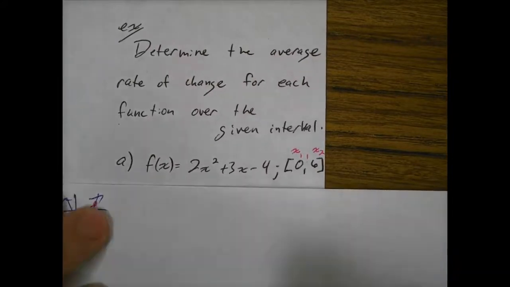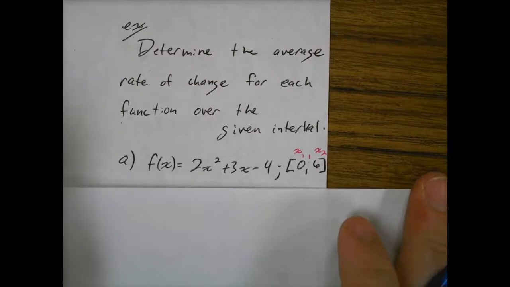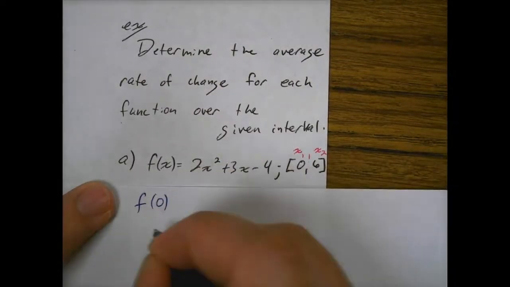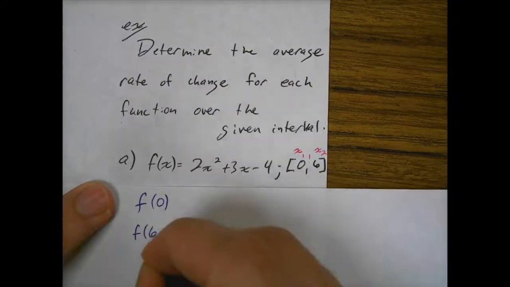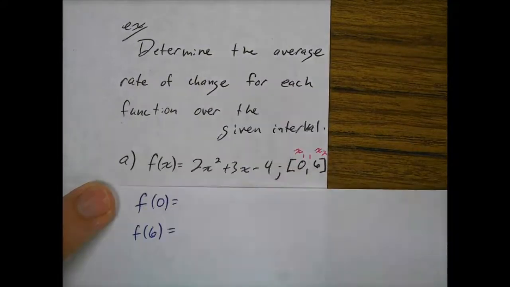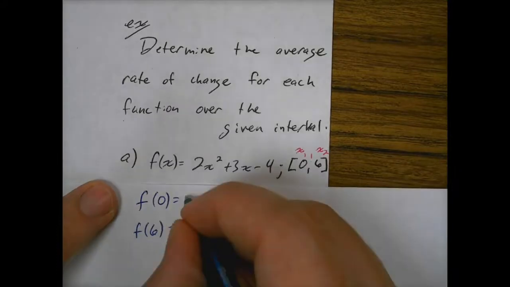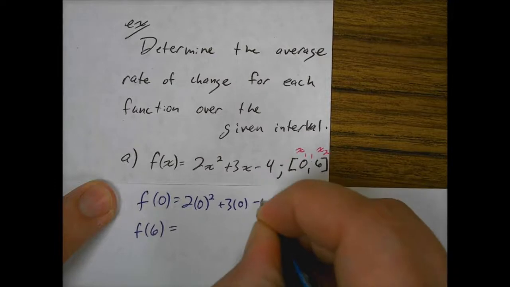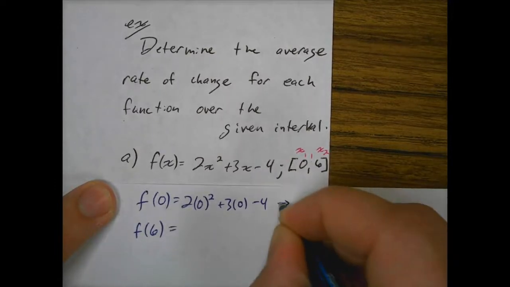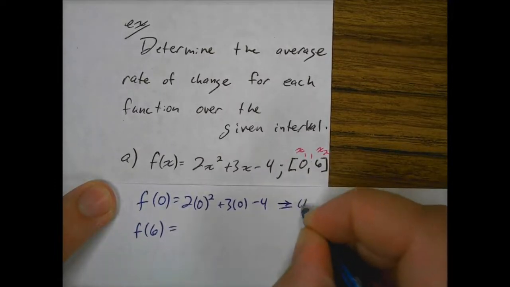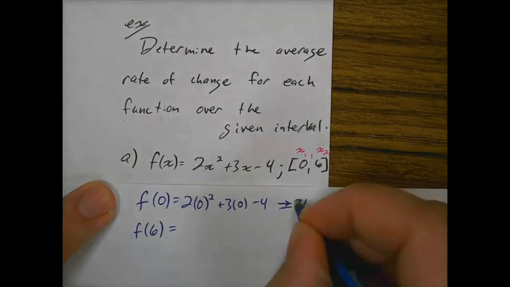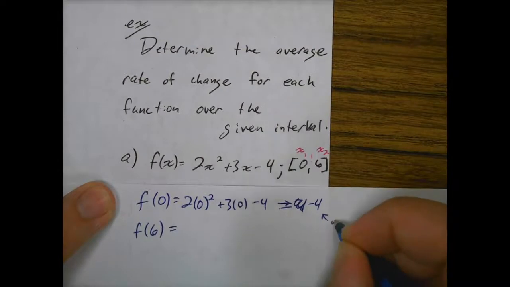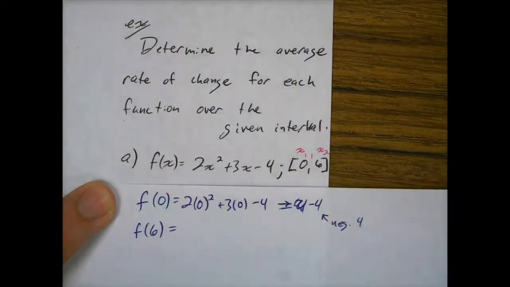Because, don't forget, Algebra 1, Algebra 2, Geometry, whatever, even pre-cal, we've done this. You can evaluate functions based on their x value and find their y value, because it's just the output based on the x value. So if I have 2 times 0 squared plus 3 times 0 minus 4, that will give me an output of negative 4.